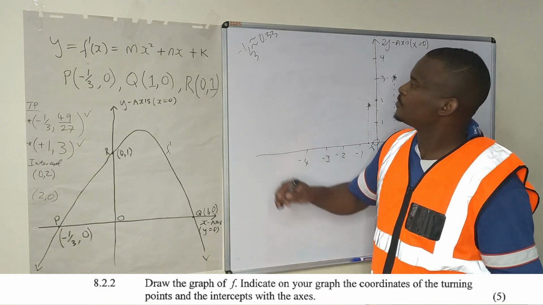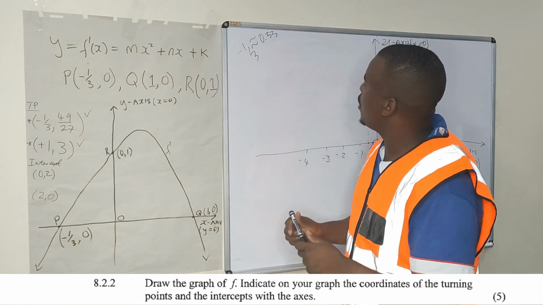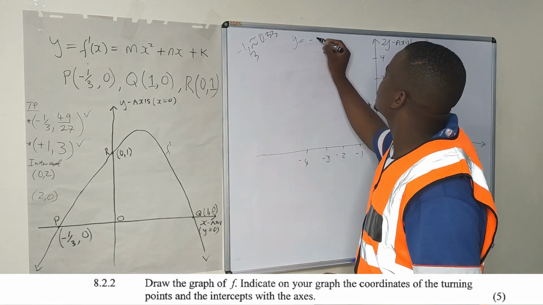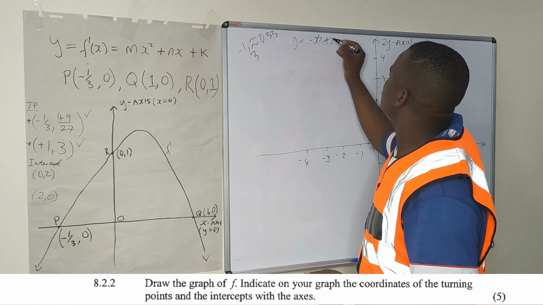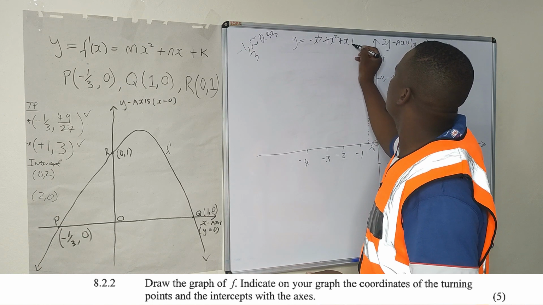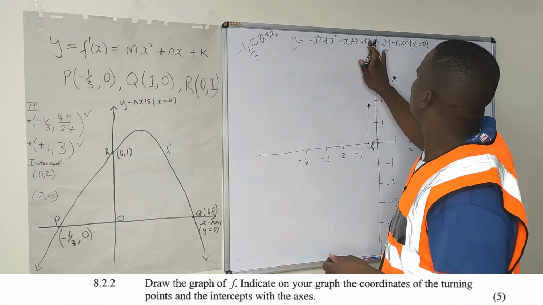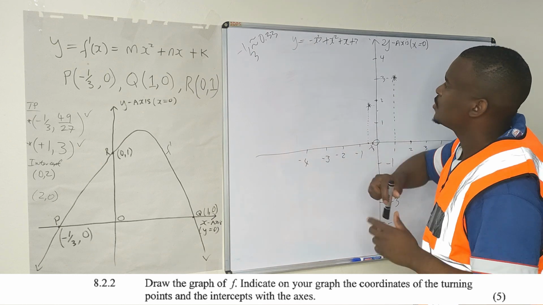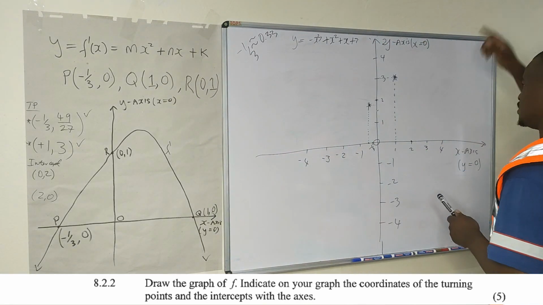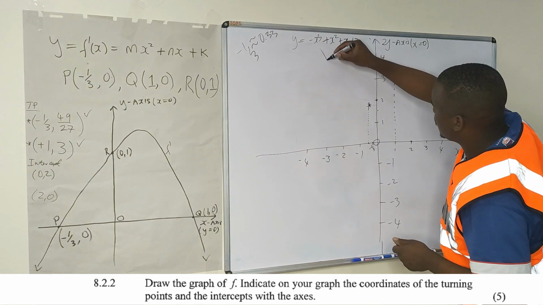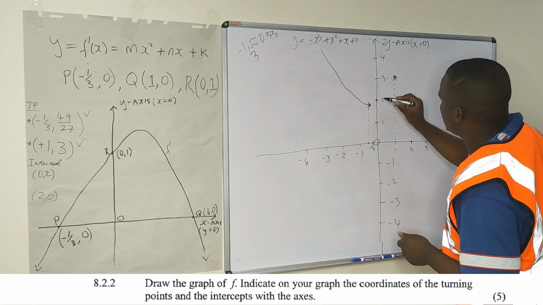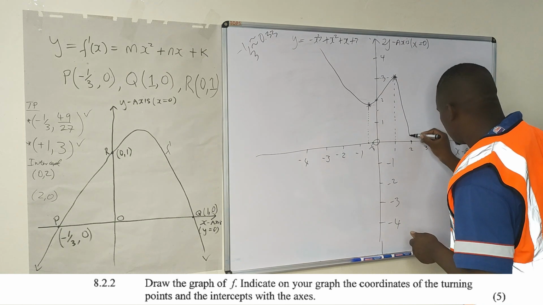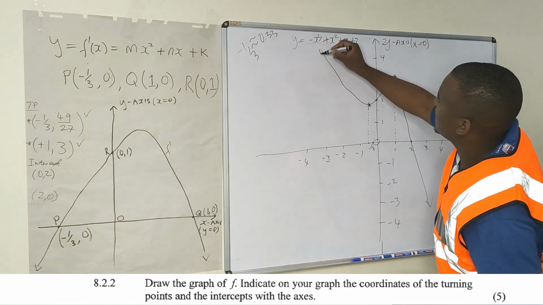So we know our function was y equals minus x cubed plus x squared plus x plus 2, I think. So you know the leading coefficient is negative, right? So it starts coming down from this direction, goes through this point, turns here, then passes through 2, should be something like this.